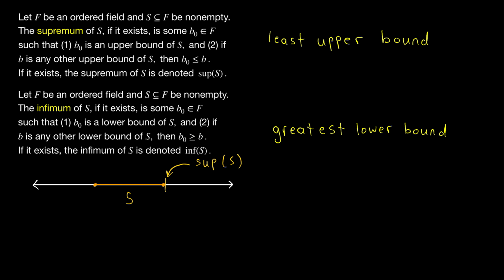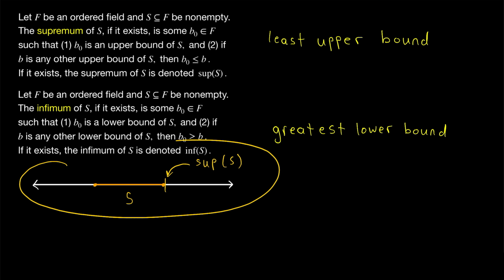Again, that should make sense because B0, the infimum, is the greatest lower bound. So if we've got any other lower bound, B, then the infimum, B0, must be greater than or equal to that other lower bound. So if the infimum of S exists, it's denoted like that, inf of S.